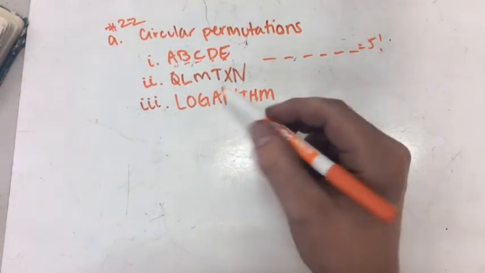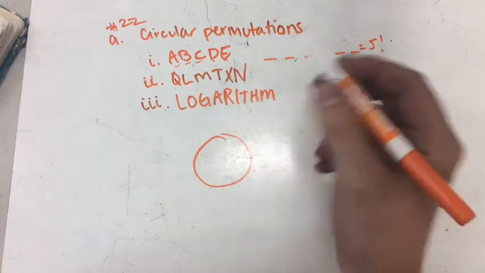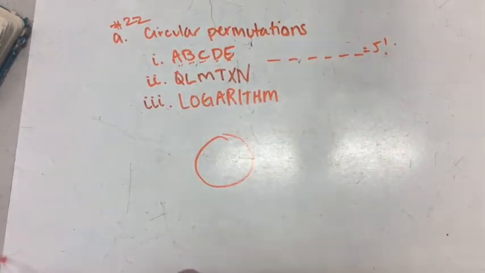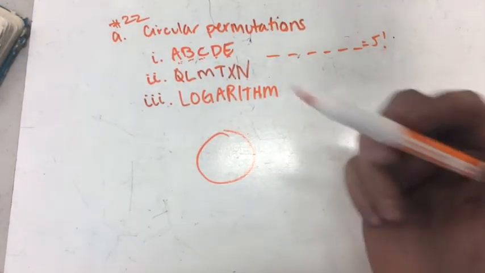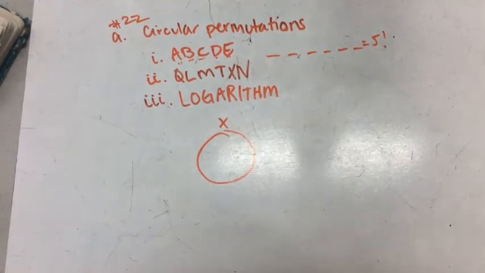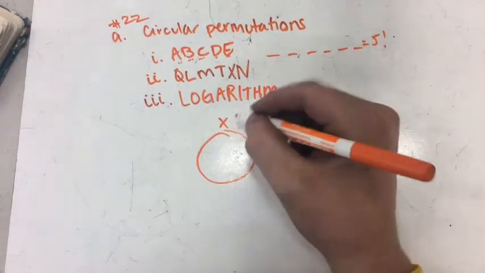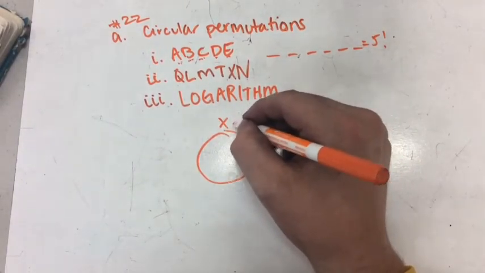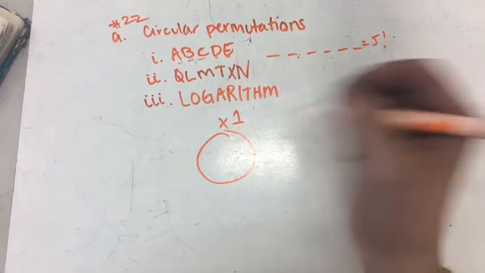Let's take a look at QLMTXN. Okay, so let's lock someone in. It doesn't really matter who we lock in. Someone just has to be locked in. So we'll put X in here in the fixed position because there's an X in my name, so why not? How many ways can we choose X? Well, there's only one way of choosing X.